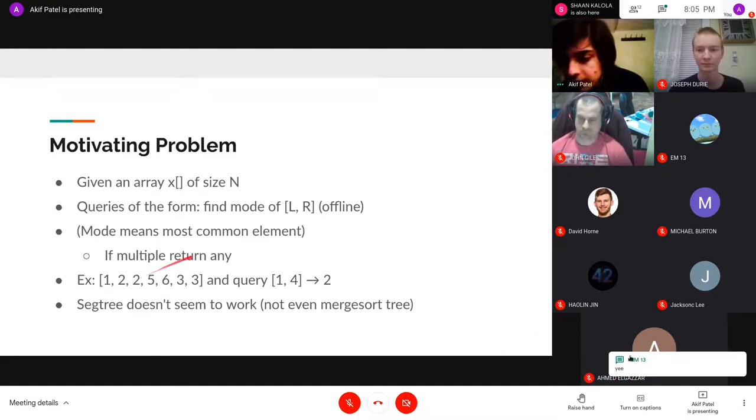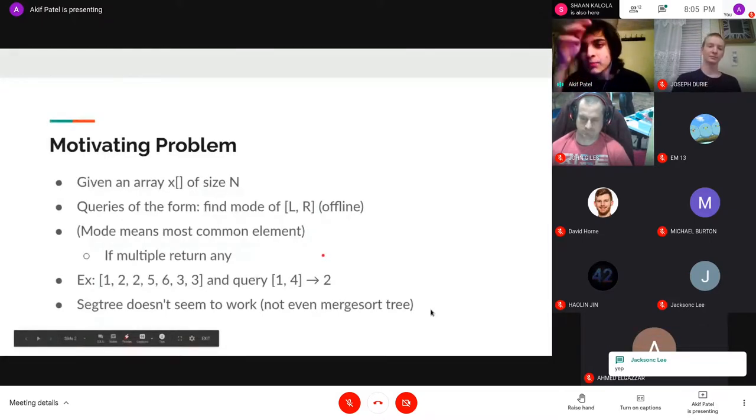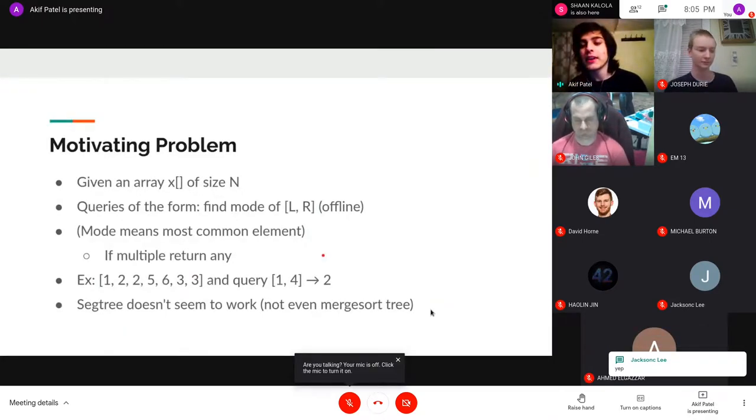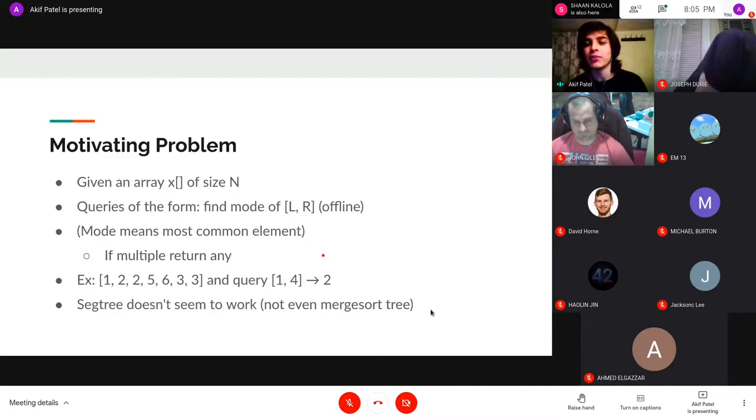Someone has a question? Okay, cool. So if you're familiar with other ways to answer range queries, different types of problems for range queries, you might think of segment trees or something. But segment trees and other similar ideas, or a sparse table or anything like that, really don't seem to work here, because there really isn't a way to combine the information from one half of the array and the other half of the array.